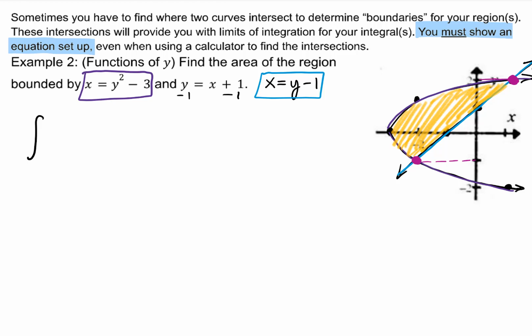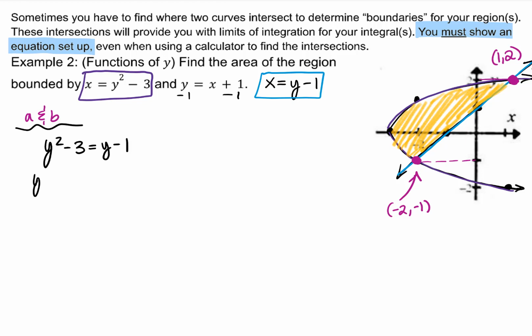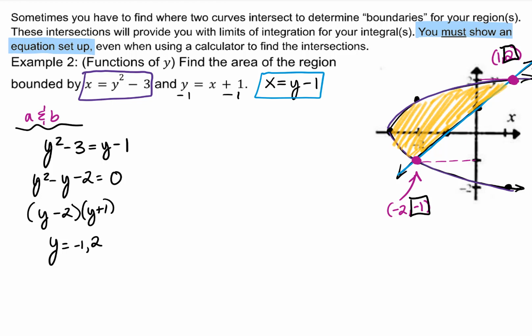What does the y part of this intersection equal? This intersection is at -2, -1. This intersection is at 1, 2. But wait a minute, I didn't show an equation for how I found those intersections. How would you solve for a and b? You would make the left function equal to the right function. And yeah, those are the y values that I got for my limits of integration.